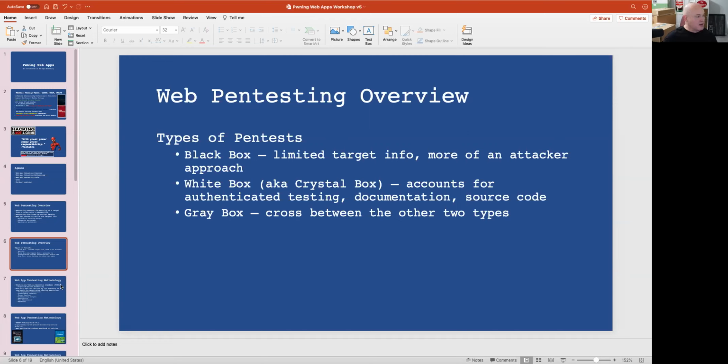And also, to get into some more details too, you have different levels of security assessments.